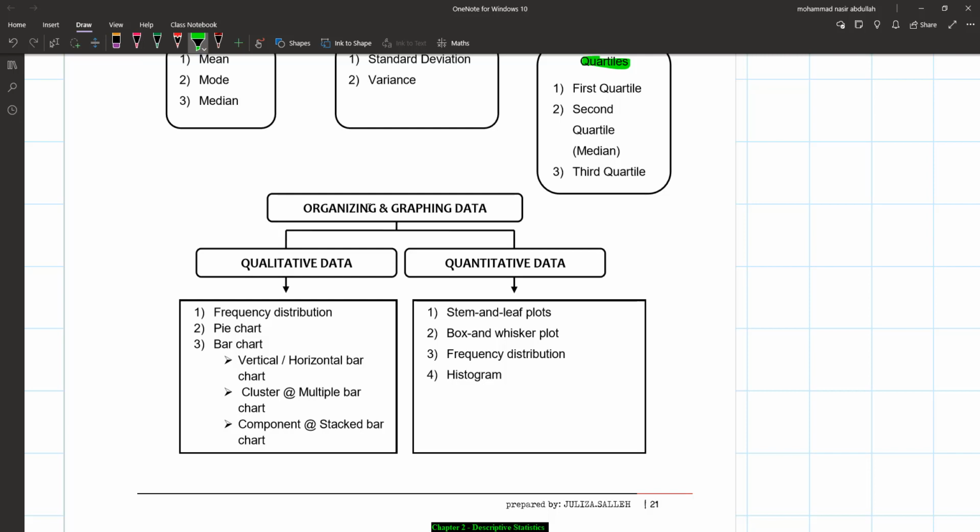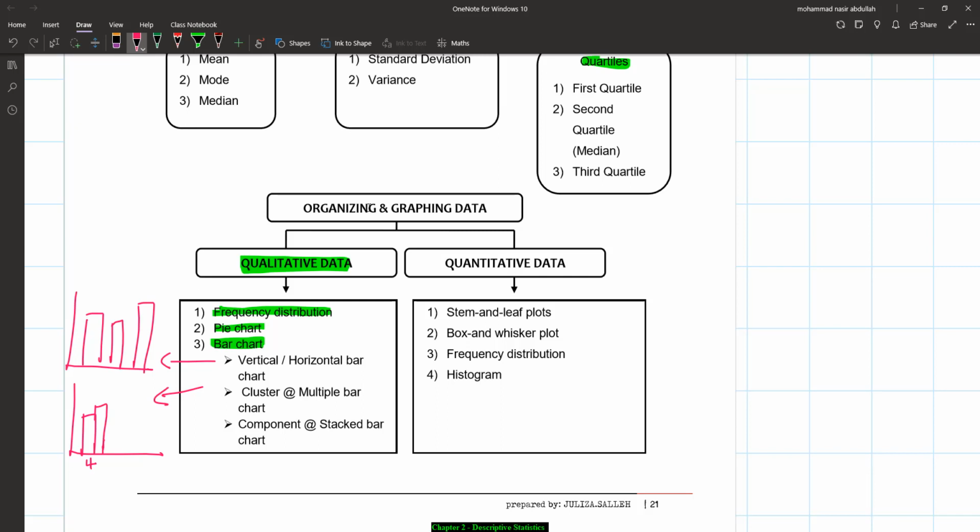For qualitative data, it consists of categorical data. We're going to learn how to do a frequency distribution, pie chart, and bar chart. Under bar chart, there are several types: vertical or horizontal bar chart, cluster or multiple bar chart, and the last one is component or stacked bar chart. A vertical or horizontal bar chart is just a simple bar chart consisting of one variable. A cluster bar chart means they have a category to measure, so they have two bars in a single category.